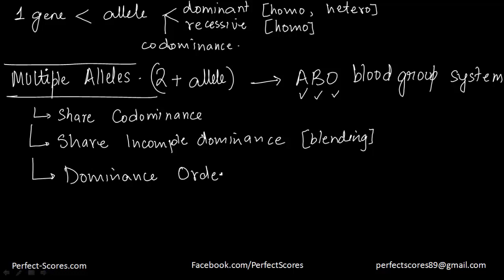For example, if A and B are present together, then A will dominate B. Or if allele B and C are present together, then B will dominate C. Or let's say if D and A are present together, D will always dominate A. So this is just one example. But let's go ahead and study something more about the ABO blood groups.